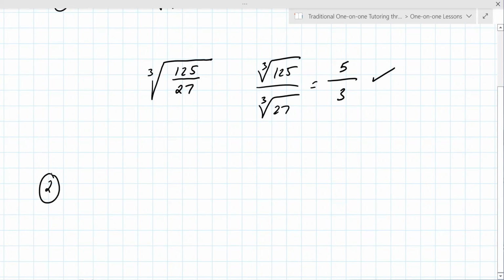Okay, let's look at a problem like number 2. I'll give you a couple of variations on this. Let's say it's 5 to the 2/3 power.